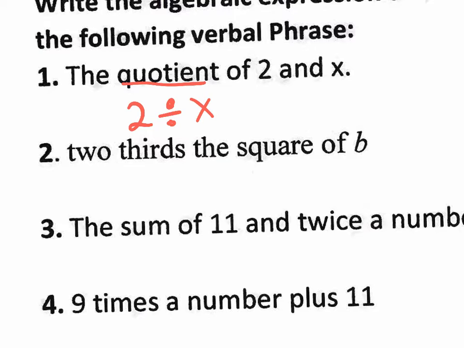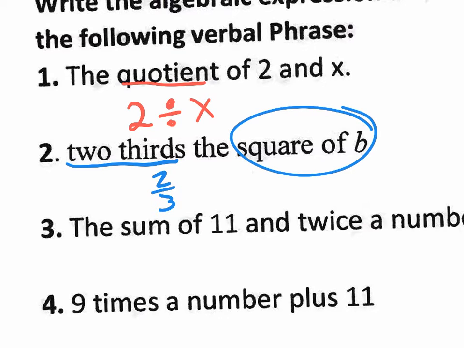Number 2, it says 2/3. What does that mean? 2/3, fraction, that's right. 2/3 what? The square of b. So the square of b, if you don't know, I guess we haven't really said this, square means the power of 2. So you're going to put b and you're going to put the power of 2 on it. That right there is 2/3 the square of b.